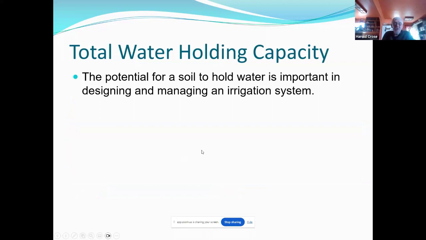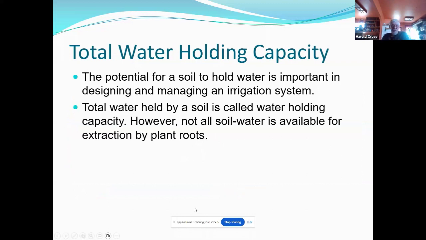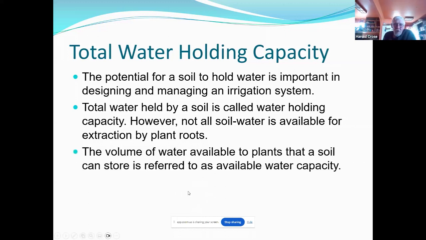The potential for a soil to hold water is important to designing and managing the irrigation system. Total water held by a soil is called the water holding capacity. That's WHC. However, not all soil water is available for extraction by plant roots. The volume of water available to plants that a soil can store is referred to as available water capacity, the AWC.